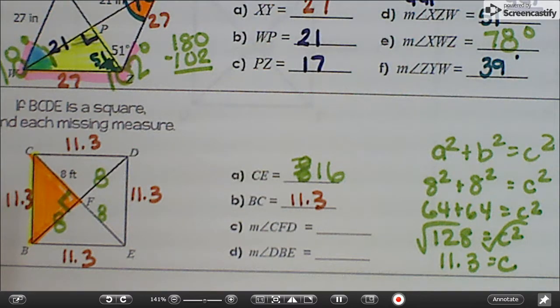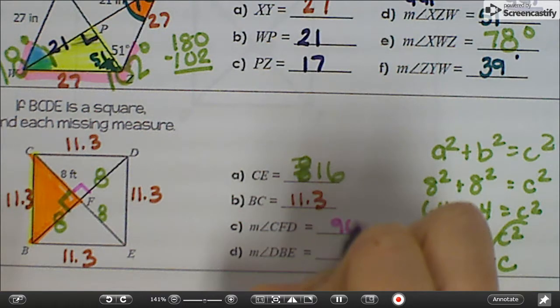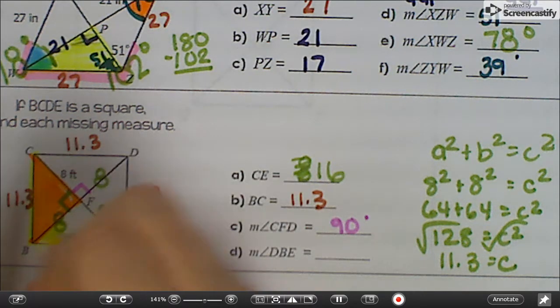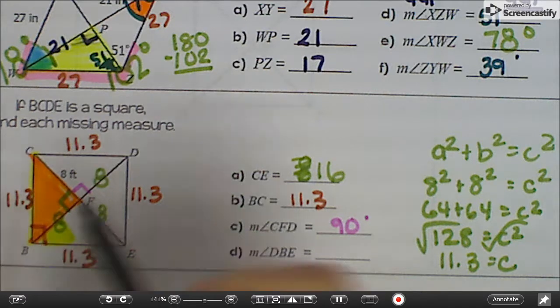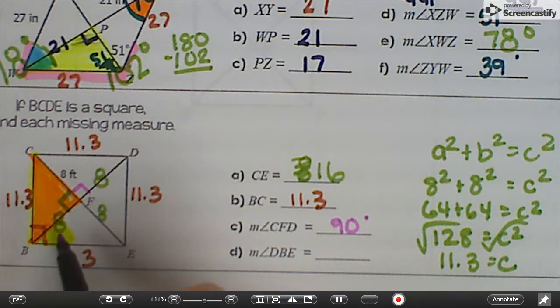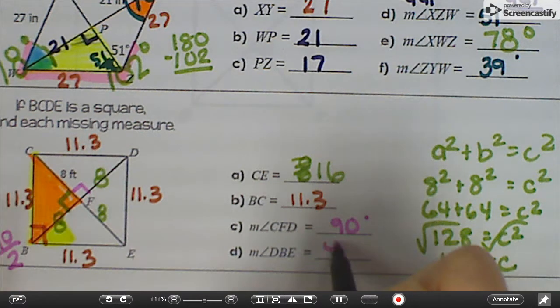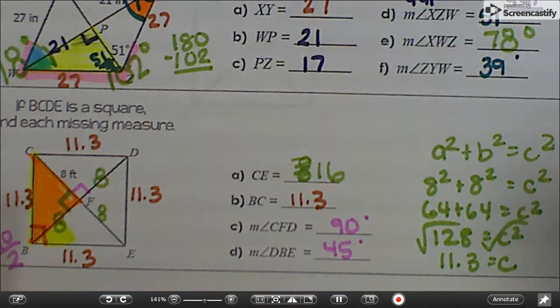All right, angle CFD right here is 90 degrees because in a square, diagonals are perpendicular. And angle DBE right here. Well, this whole angle is 90 degrees because it's a square. In a rhombus and a square, diagonals bisect the angles, which would be 90 divided by 2, 45 degrees. All right, so that's the end of the direct notes part. I'm going to show you how to do the examples on the back of your paper now. I'm going to stop this one and start a new one.